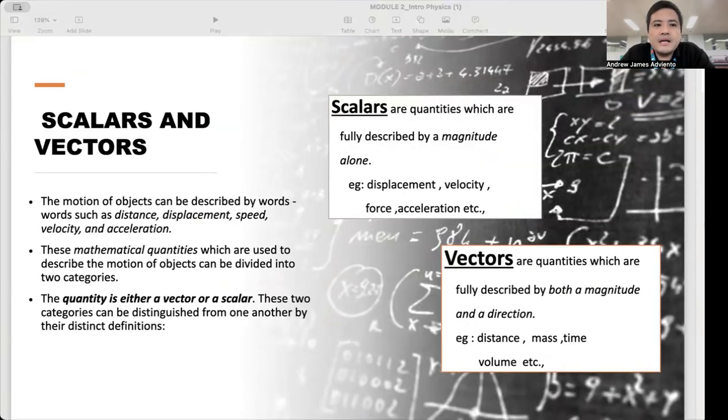For scalars and vectors, quantities in physics can be classified as scalars or vectors. Scalars only have magnitude, while vectors have both magnitude and direction. This distinction is very important when describing motion.